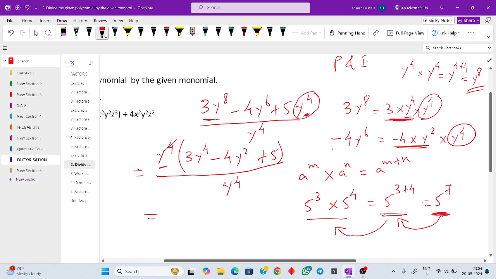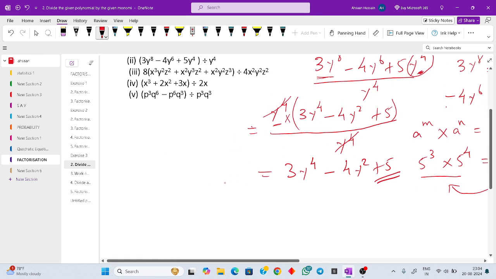Now we can cancel these two, because if there is no symbol available, that means there is a multiplication symbol here. So we can cancel these two terms. What is left is y power 4 times 3y power 4 minus 4y square plus 5.